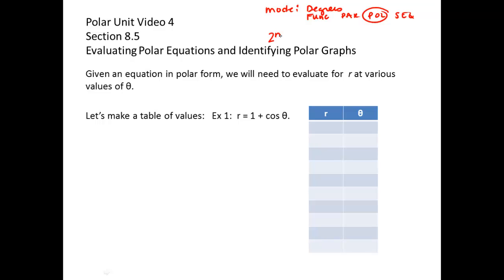Then you need to go to second window. When you're in second window, the first thing it should say is table start, and table start should be at 0. And the second one says delta table, and delta means change, and you want that to be on a 15. Okay, the other two should say auto, and you should be ready to go.